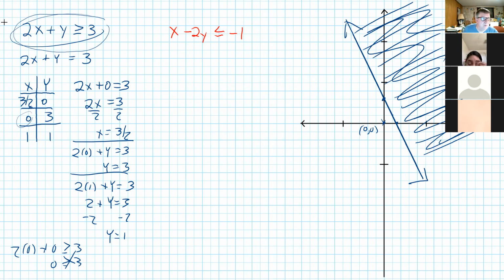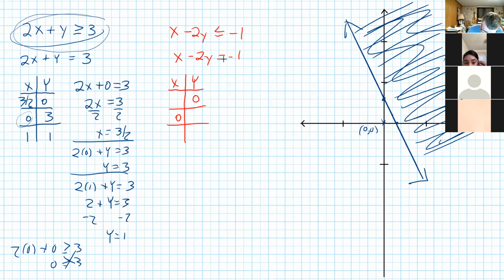All right, so now we're going to graph the second inequality, the red one. I'm going to consider the equation x minus 2y equals -1. And I'll go ahead and find some ordered pairs. Again, I'm going to use intercepts just because I like to.